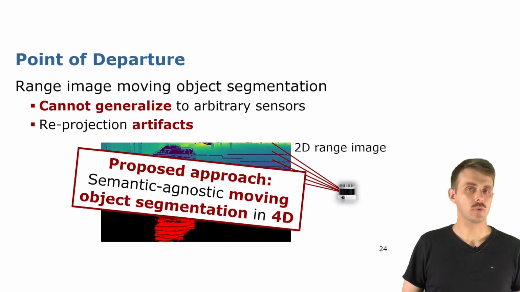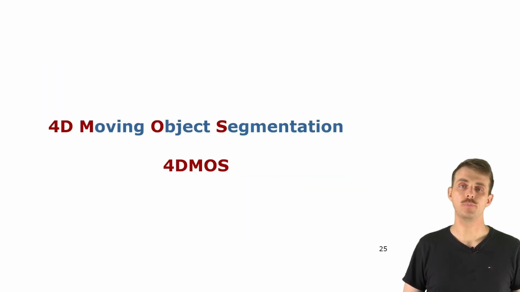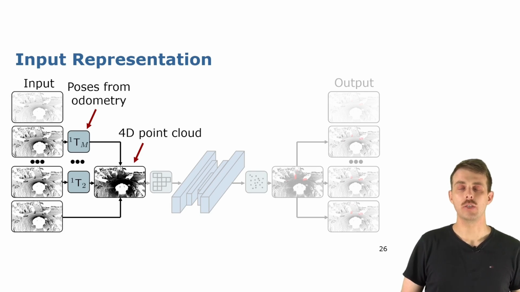So our proposed approach, this new approach, is able to segment moving objects without caring about the semantic class, and we do it directly in 4D, so we do not need this projection to a 2D image. This approach we call 4DMOS, and I will now guide you step by step through the individual steps.